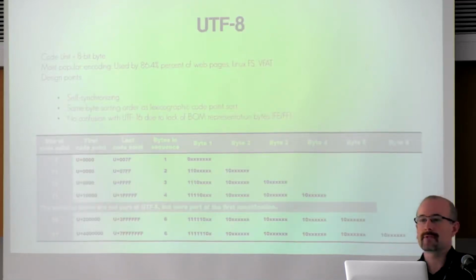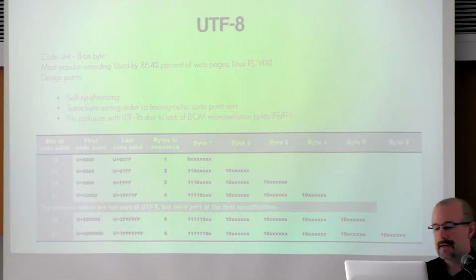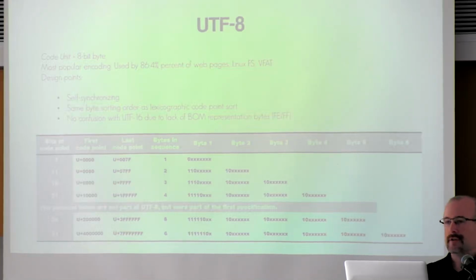UTF-8 is probably the most popular format. It's actually 86.4% of web pages, and various file systems, including FAT and ext2fs. It has some interesting properties. The idea here is that the code unit is 8 bits. And that for the first 127 characters, it looks exactly like ASCII. So UTF-8 can be interpreted like ASCII, but can also encode things that are not ASCII.